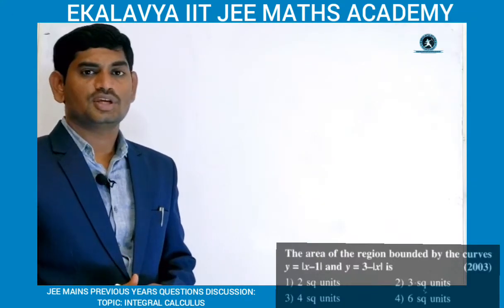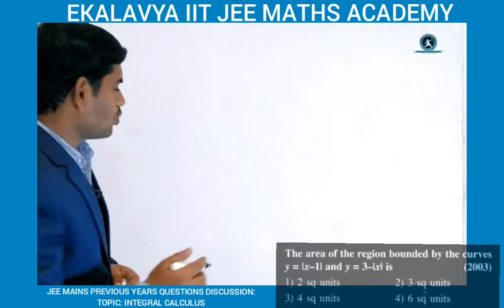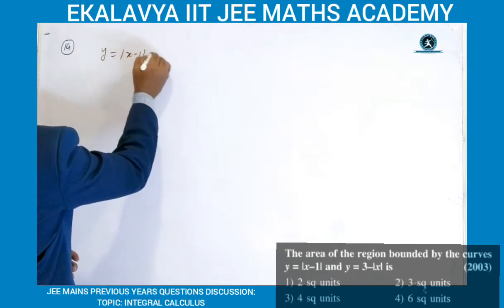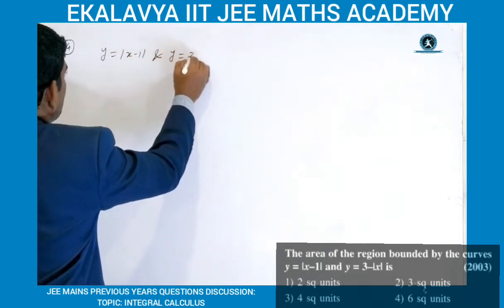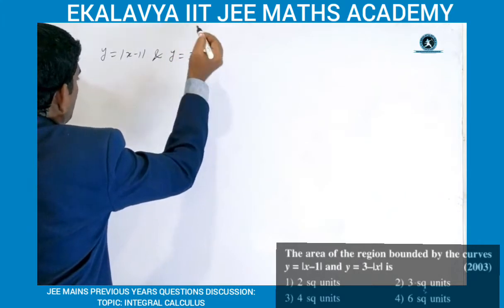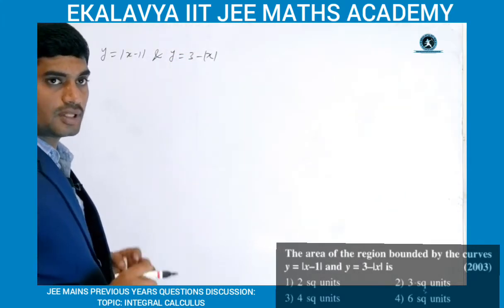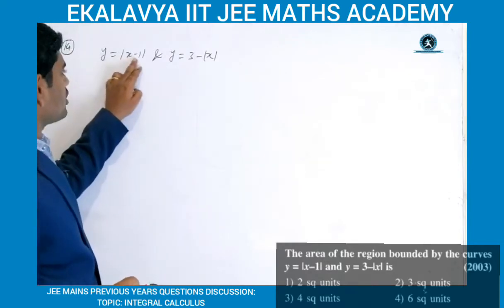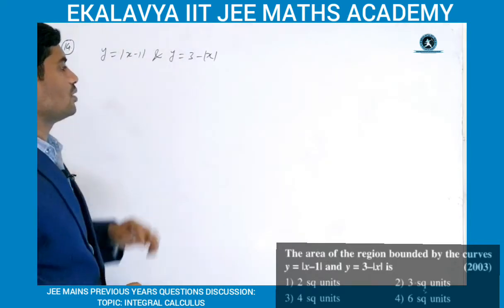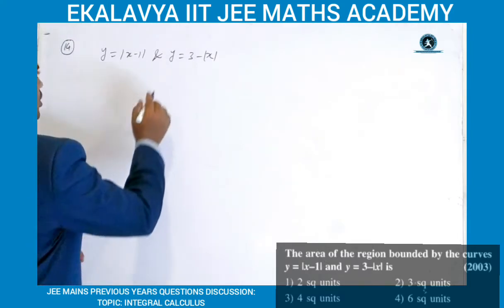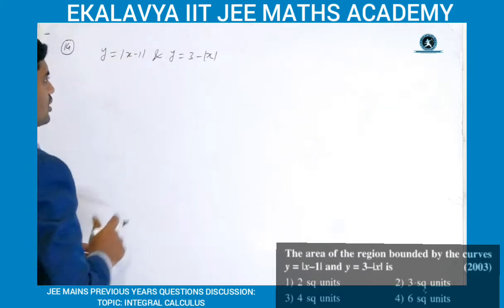Next question: the area of the region bounded by the curves y is equal to modulus of x minus 1 and y is equal to 3 minus mod x. The area of the region bounded by the curves y is equal to modulus of x minus 1 and y is equal to 3 minus mod x. So how can we solve these types of problems?